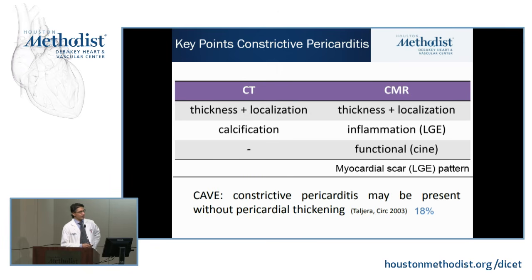CT, great again for spatial resolution and calcium. CMR really wins when it comes to tissue characterization, physiology, and assessment of inflammation. Do bear in mind that 20% of patients with constriction can have normal pericardial thickness.